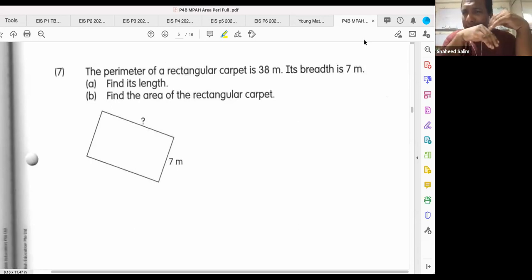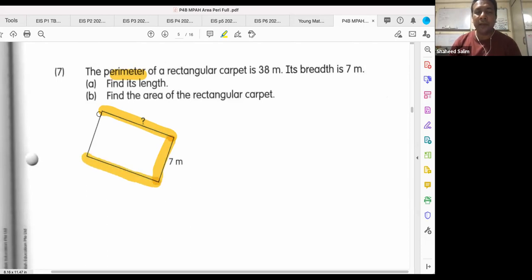Neris, come do this question. Come on, you can find the length. They tell you the perimeter now. The perimeter, where's the perimeter? The outside part, Neris. We can use your hair to do this. Down here, this part is the perimeter. How much is the perimeter? Perimeter is 38 meters. The breadth is 7. This side is also 7, right? 7, 7. So you can minus and find out what's the length.